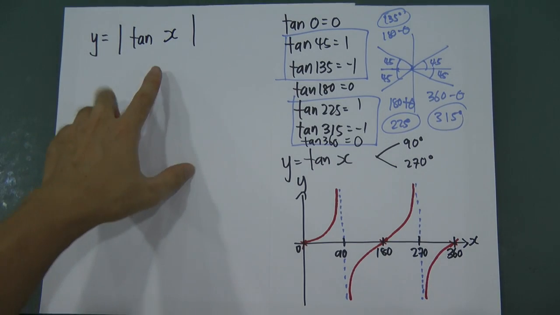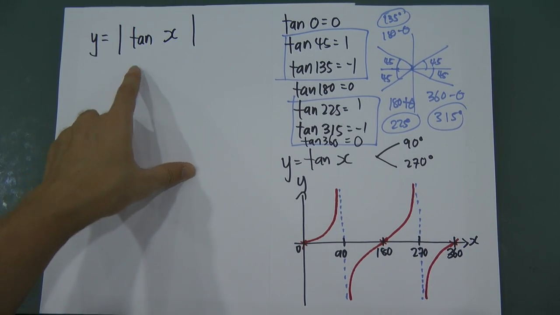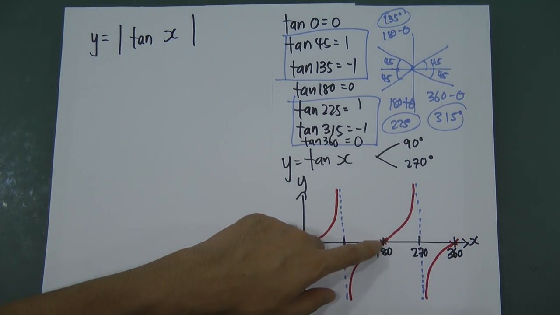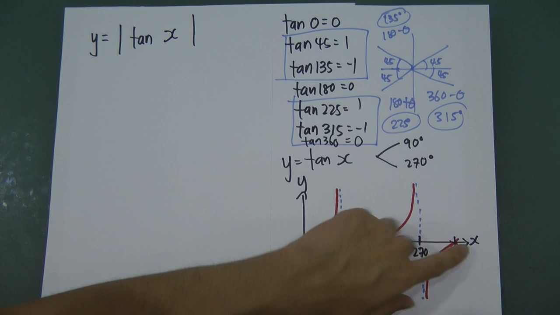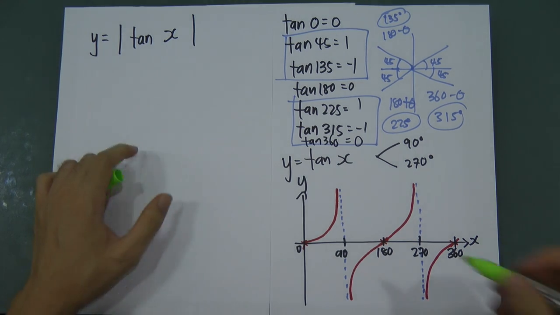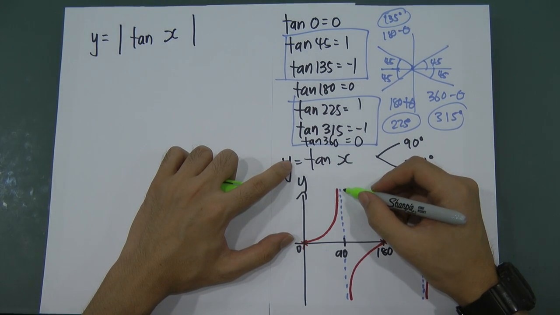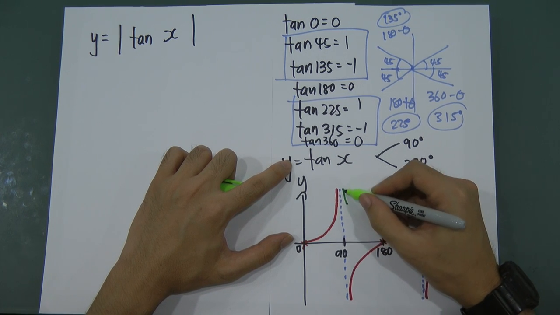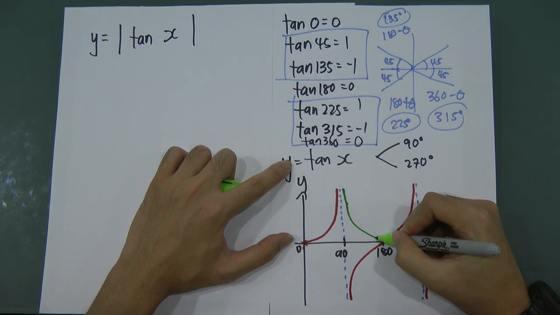What is the meaning of the modulus symbol? Modulus symbol means you can never have a negative part. All the negative part you have to flip over. So I'm going to flip over to let you see the image. So all this negative part you will flip over, and then you will become like this. I use the green color to let you see this one.